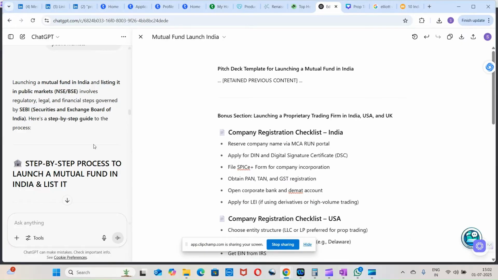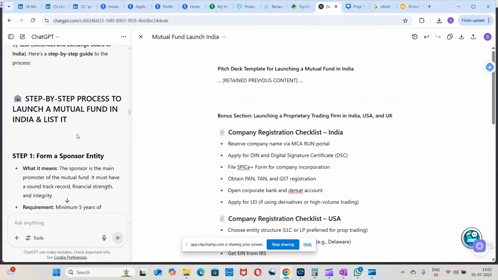So today we are going to go through how to launch a mutual fund in India and how to list it in public markets like NSE and BSE, and what regulatory, legal, and financial steps we need to take, which are governed by SEBI. So it's a step-by-step guide for launching a mutual fund in India.